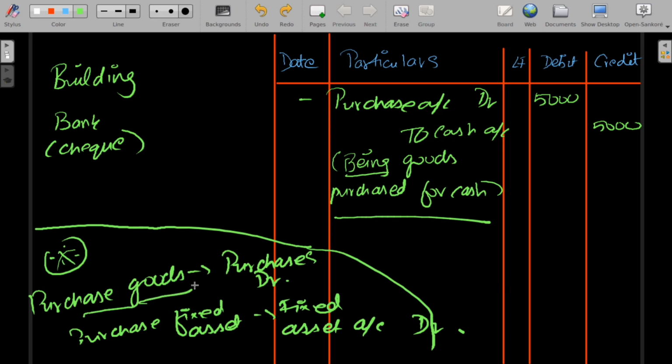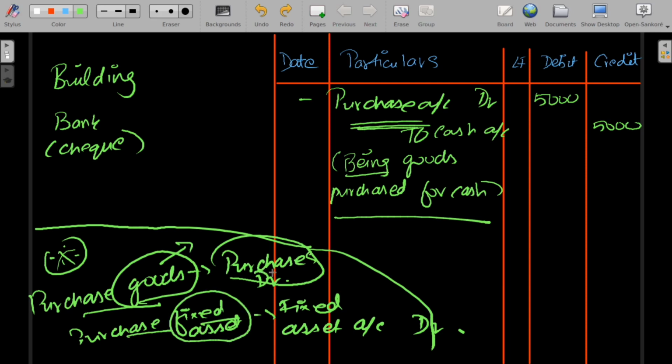So while you purchase goods from any supplier, you put purchases debit, as per the last sum where you put purchases debit. But when you purchase any fixed asset, like machinery, you put the fixed asset account debit to cash or bank. In this question, they have given that purchased a building and paid 2,50,000 by check. So what would be the entry?